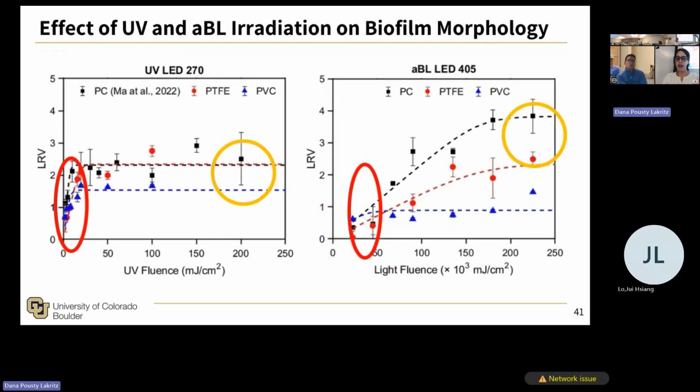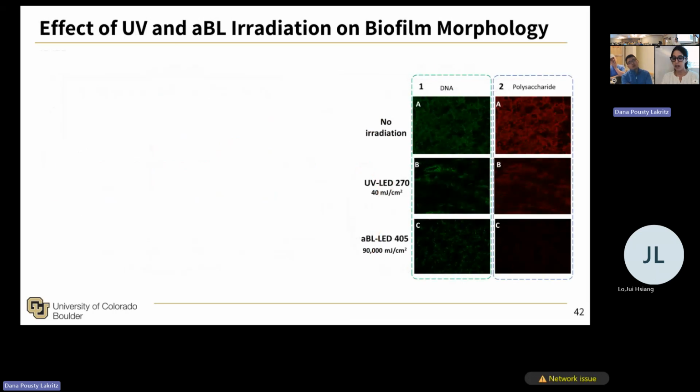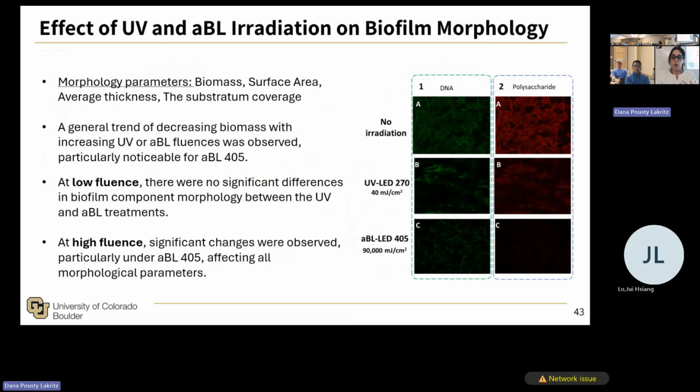We also did some biofilm morphology work in order to learn what the differences in morphology are when we irradiate under 270 nanometer and 405 nanometer. We stained the DNA and we stained the polysaccharides. Polysaccharides are the glue of this biofilm. They are a kind of arms that the bacteria generate in order to capture other bacteria and structure the biofilm. We found that at higher fluences, 405 presents lower morphology parameters compared to 270 nanometer, which means that the 405 kind of degrades the biofilm structure.